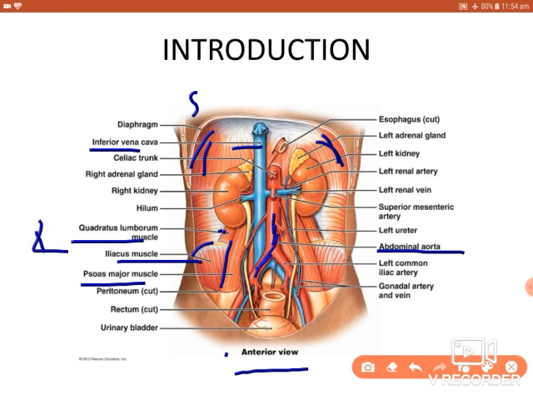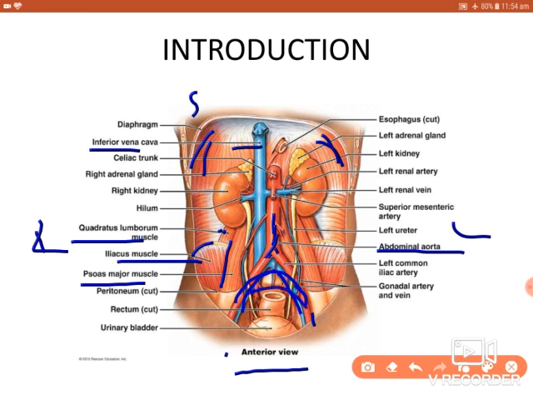So this is the right side, this is the left. This is the left common iliac artery. Then this common iliac divides into external iliac and internal iliac arteries. The part where the common iliac divides, that region, is the pelvic brim. Here you'll get the pelvic brim.